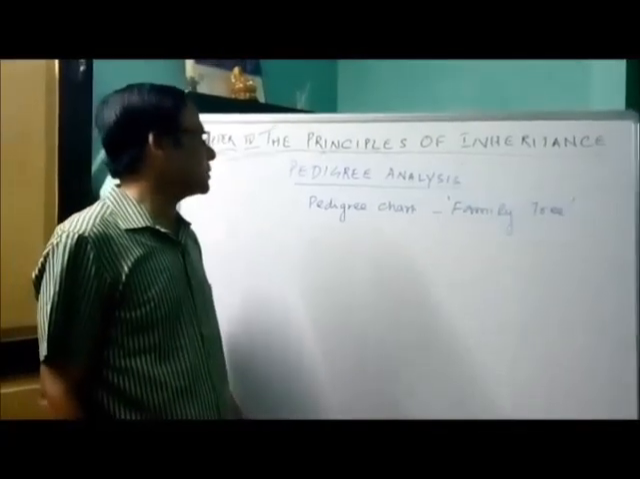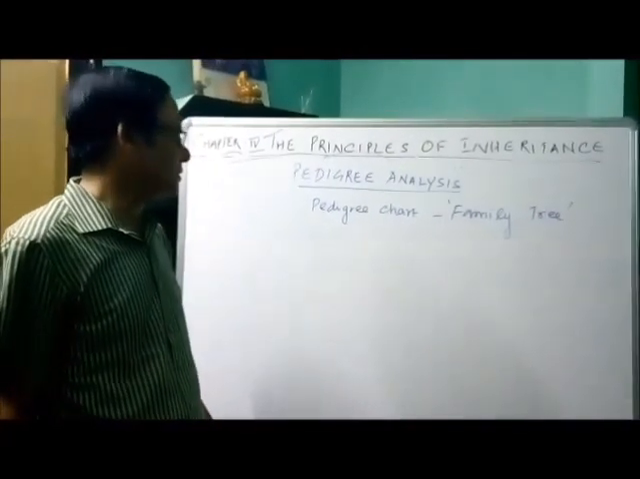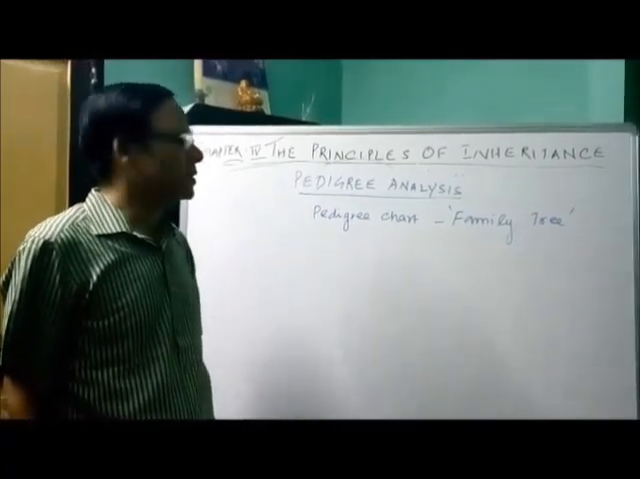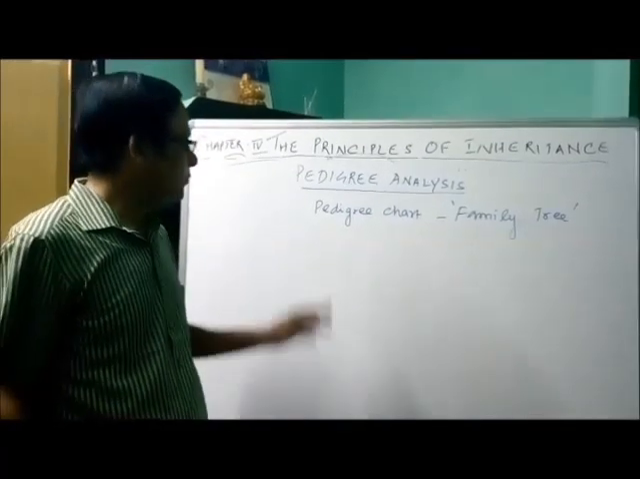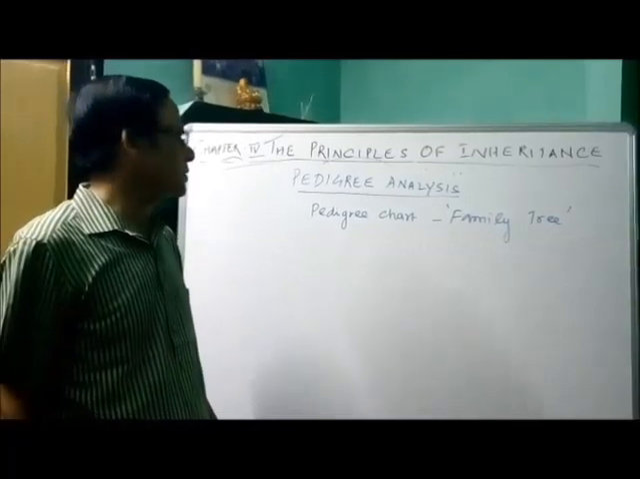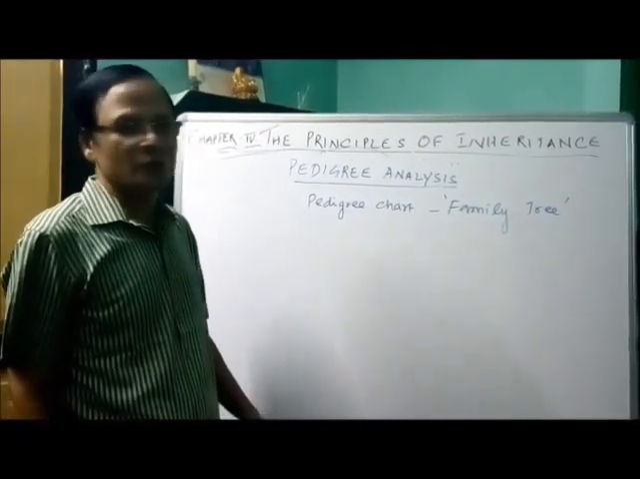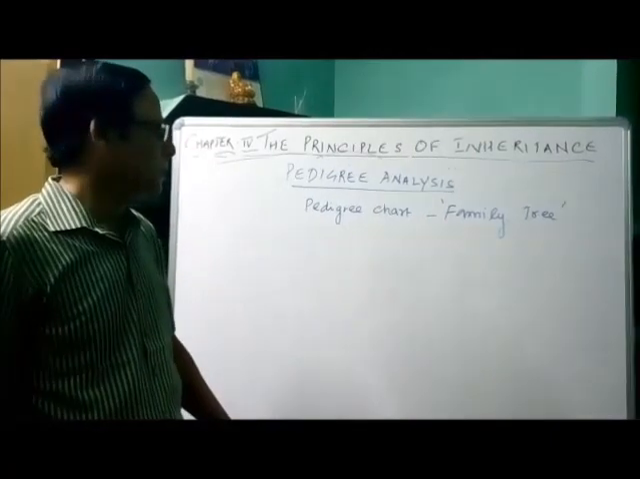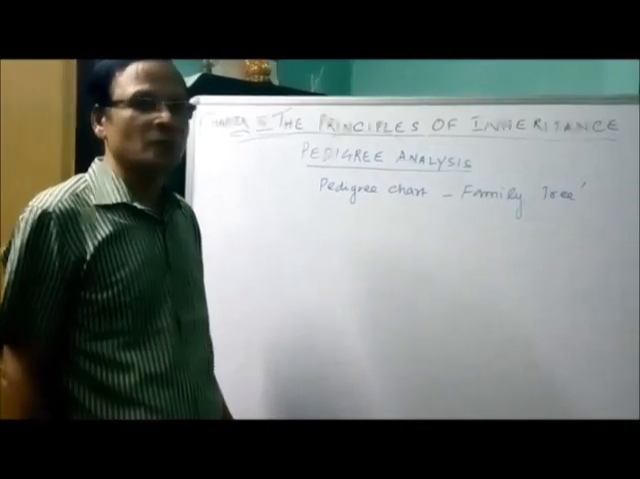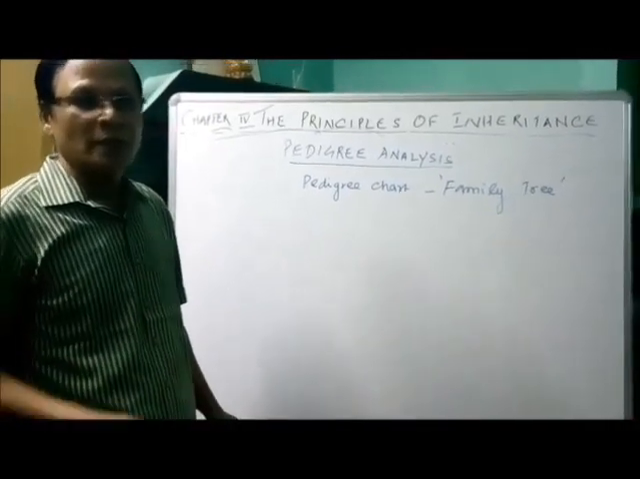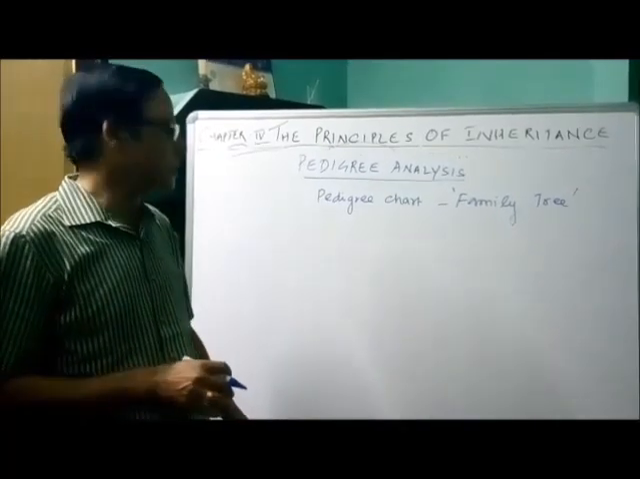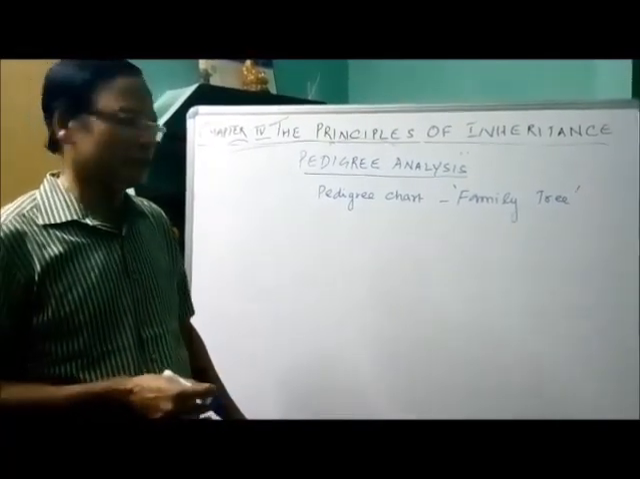The next part in the chapter is pedigree analysis. For explaining pedigree analysis, before that, we have to know what a pedigree chart is. The pedigree chart is otherwise called a family tree. It is drawn by using certain genetic symbols for showing the inheritance pathway of specific phenotypic traits.